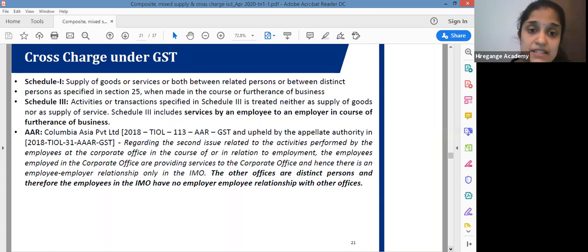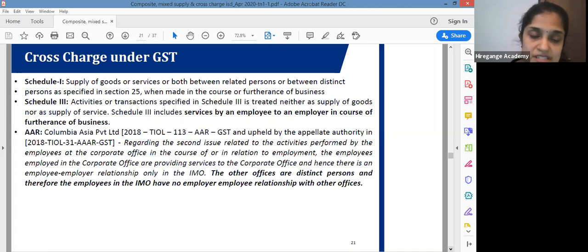concept, considering that the services by an employee to employer in the course of that the supply done by the employee sitting in the corporate or the head office to the branch office, which is located in a different state, it should be treated to be a supply of services done by him from this office, let's say in Bangalore, to continue with my earlier example, to an office in Gurgaon.